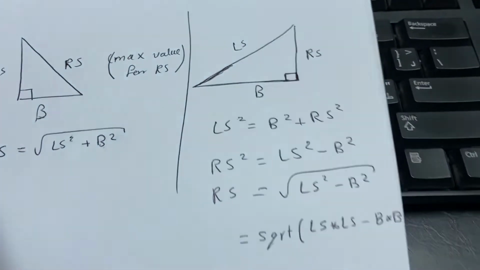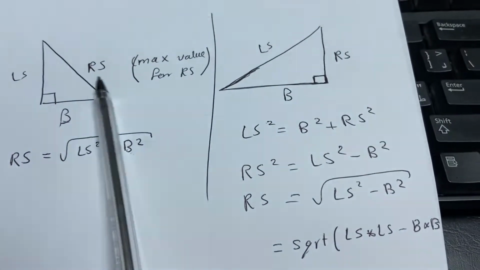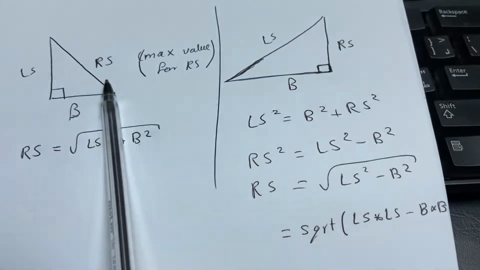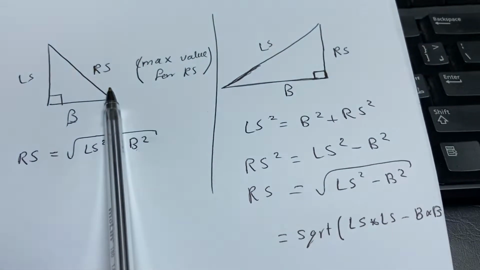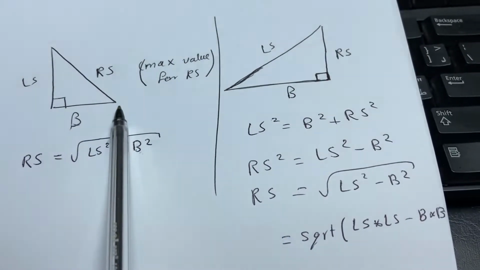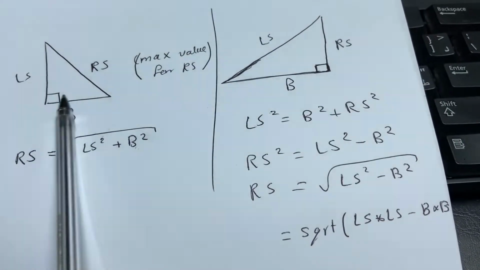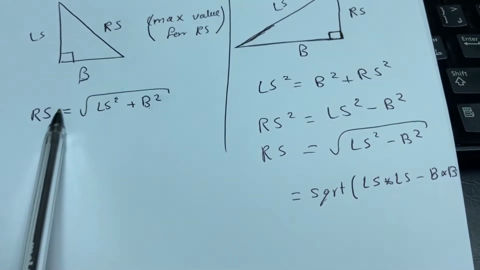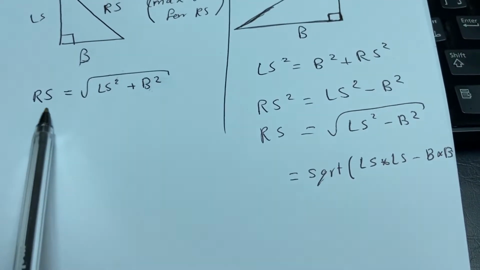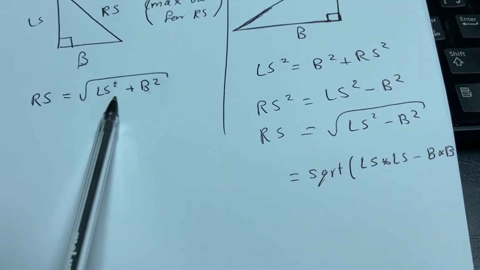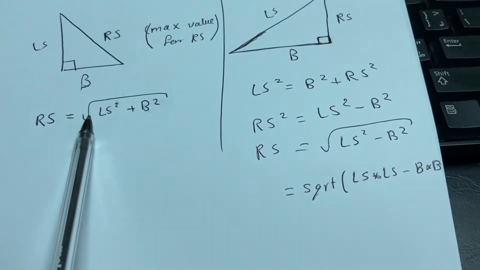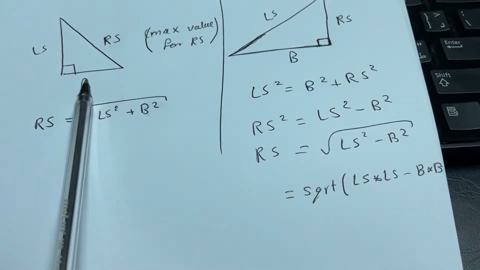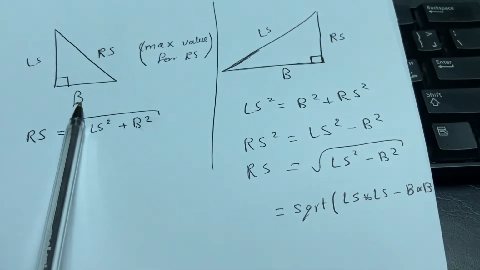The first one: the maximum value of the right side will occur if we have a right angle triangle as we see here, and we can find the right side in this type of triangle using the Pythagorean theorem. So the right side equals the square root of left side squared plus the base squared.